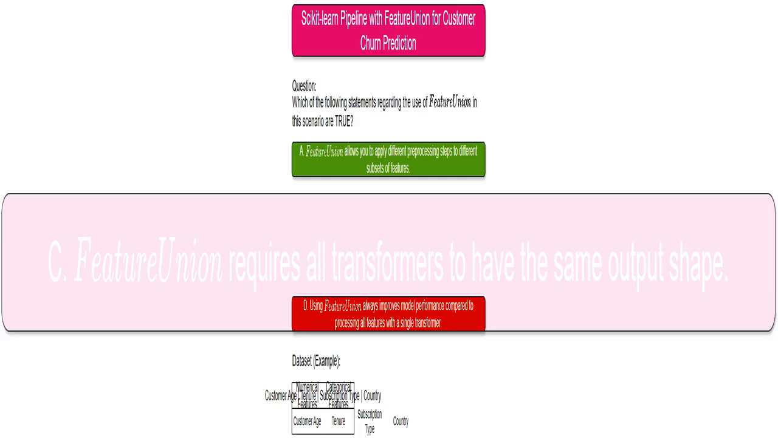Statement C explores a potential misconception about FeatureUnion. It questions whether all pre-processing steps need to produce outputs of the same size, which isn't true. FeatureUnion handles varied sizes gracefully. It's like merging different sized puzzle pieces. FeatureUnion takes care of aligning them.